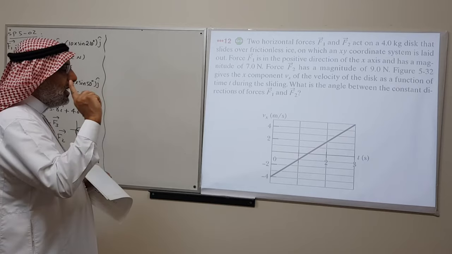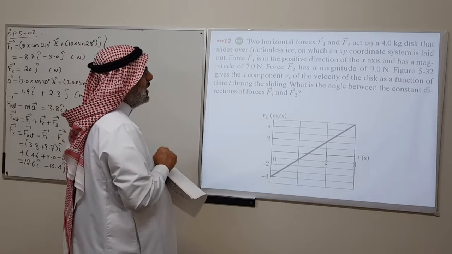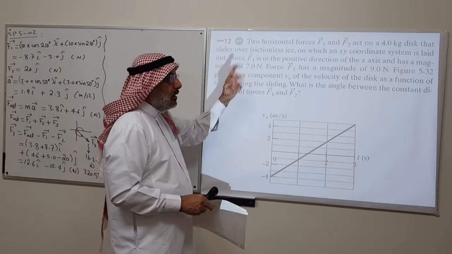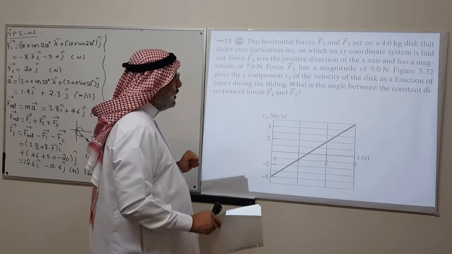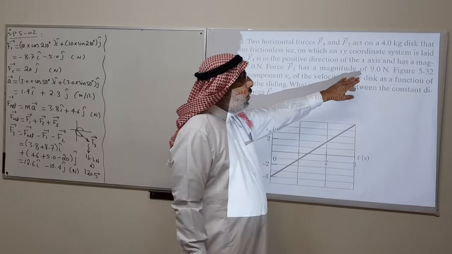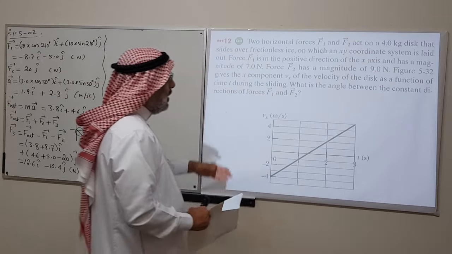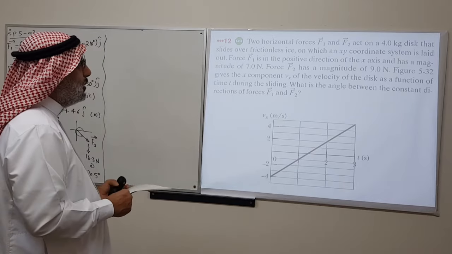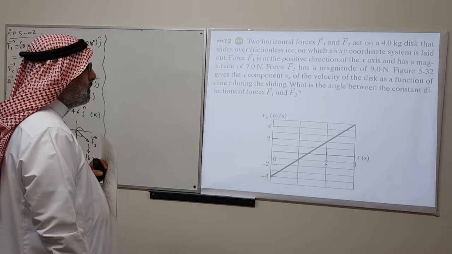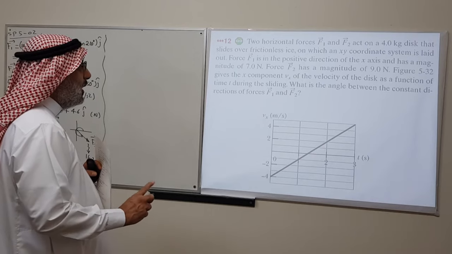So we have two forces acting on an object. Force F1 is in the positive direction of the x-axis and has a magnitude of 7 newtons. So we know the first force completely. We know its direction and we know its magnitude. What about the second force? Force F2 has a magnitude of 9 newtons. We only know its magnitude, but we don't know where it is. The figure here gives the x component of the velocity of the disk as a function of time during the sliding. What is the angle between the constant directions of forces F1 and F2?